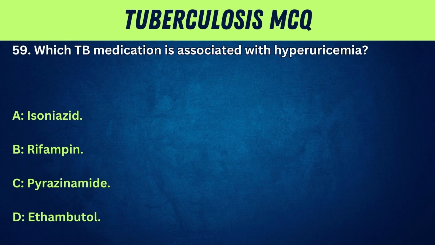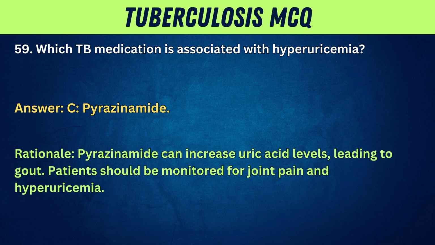59. Which TB medication is associated with hyperuricemia? A. Isoniazid. B. Rifampin. C. Pyrazinamide. D. Ethambutol. Answer: C. Pyrazinamide. Rationale: pyrazinamide can increase uric acid levels, leading to gout. Patients should be monitored for joint pain and hyperuricemia.